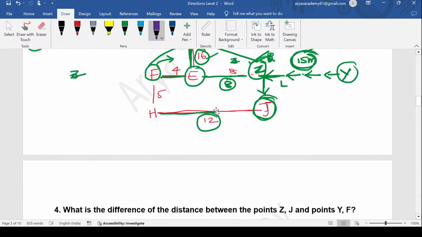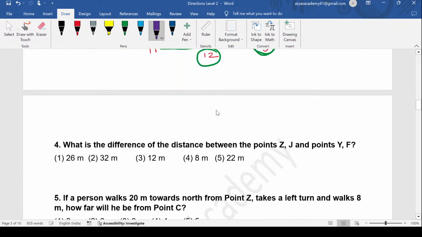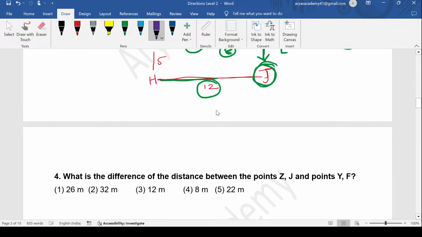Yeah. Now, fine. You understood, right? Now I am moving to the questions. Try to solve question number 4. What is the difference of the distance between point Z, comma J and point Y, comma F? That means you have to first calculate the distance between Z and J, and then calculate the distance between Y and F, and then subtract the least value from the highest value.